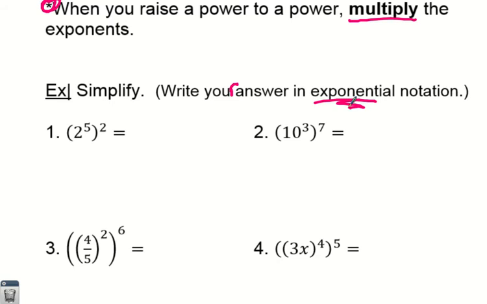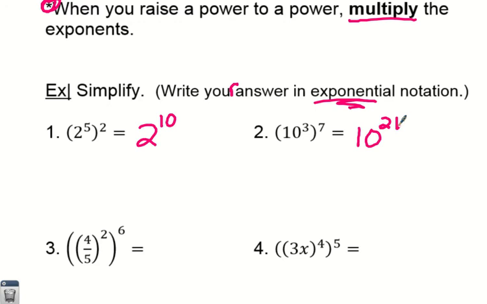So, anyway. Number 1, 2 to the 5th to the 2nd. We're definitely raising something to a power that already has a power. So we multiply the powers together and end up with that. And that's in exponential notation because it's got a base and a power. Number 2, nothing real different here. We're just going to multiply these powers together to get the 21st power.